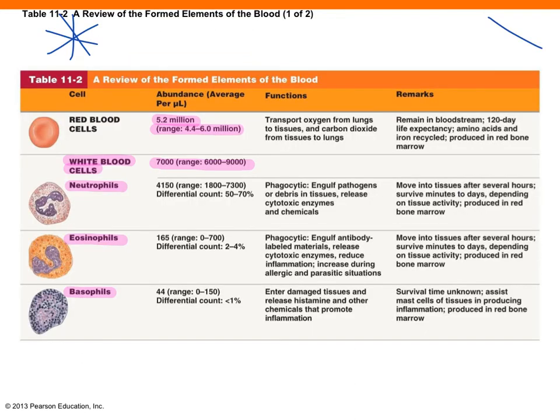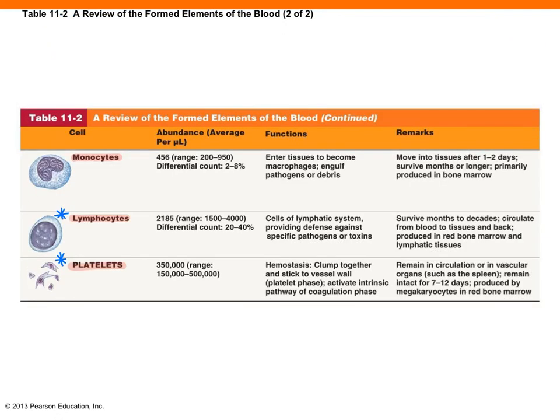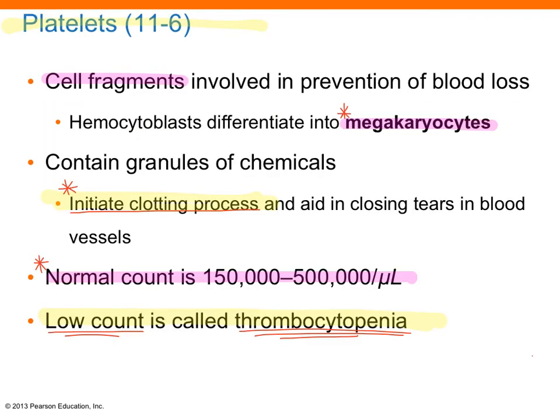This table shows you the formed elements, the red blood cells, and the white blood cells and their functions. This is a continuation of the formed elements, the white blood cells, monocytes, lymphocytes, and lastly the platelets. The platelets are cell fragments. They're differentiated from what are called megakaryocytes. And what they do is they initiate the clotting response. Normal count is about 150,000 to 500,000 per microliter. A low count is called thrombocytopenia.